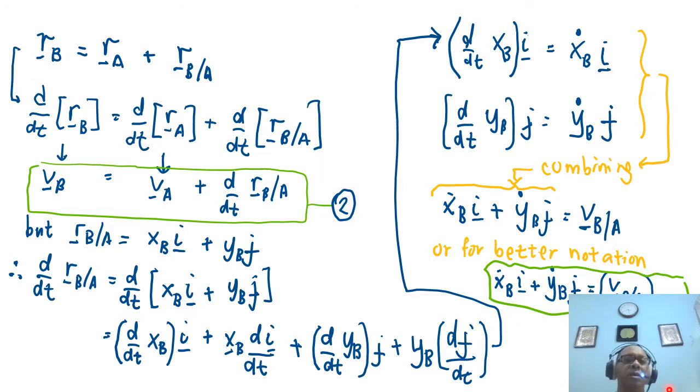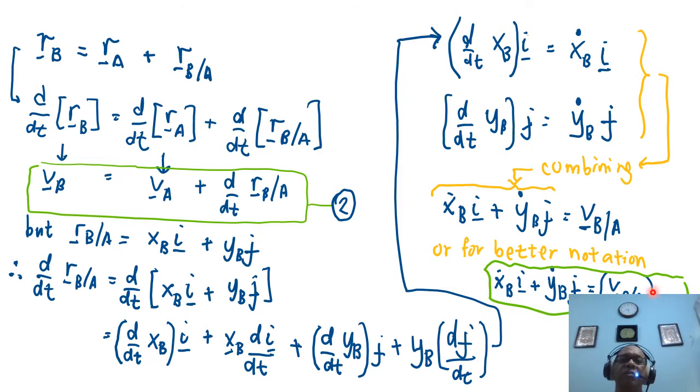You can see that this is x dot b i plus y dot b j. This is the relative velocity measured from xy. So for clearer notation, we started to put the notation xy here, because all these measurements are done in the rotating axis system xy.